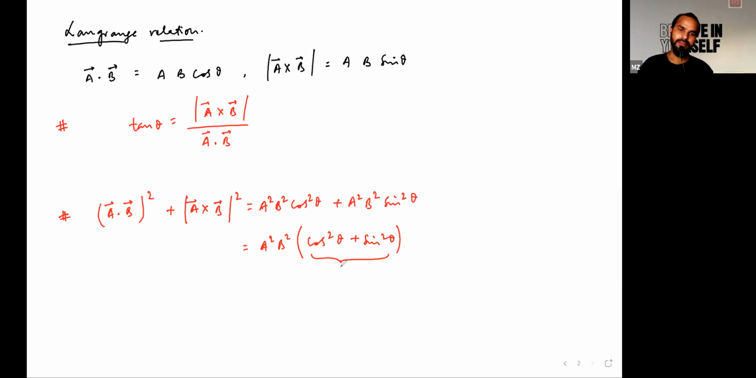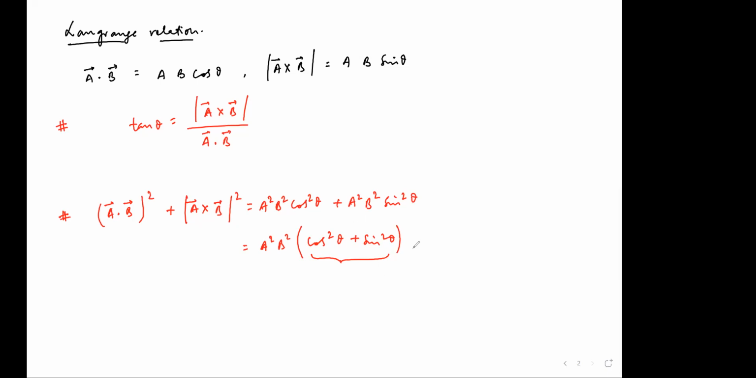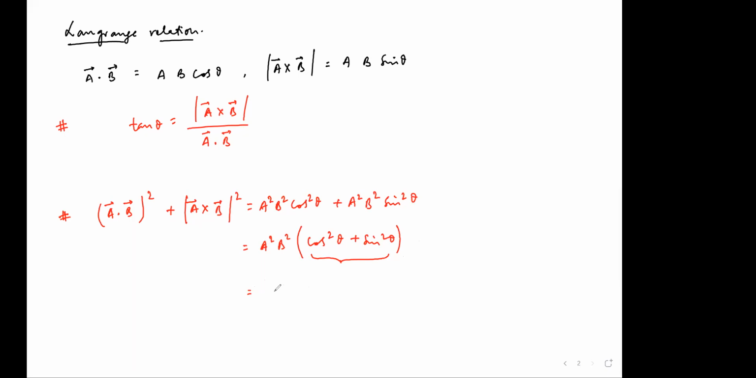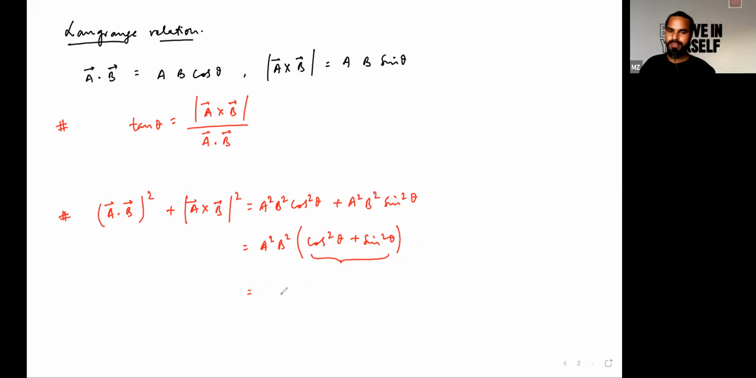Anza, tell me the value of this particular expression. Hiba? Yes, Khalid. Sir, 1. Good. So sine square theta plus cos square theta is equal to 1. So what are we left with? A square into B square.